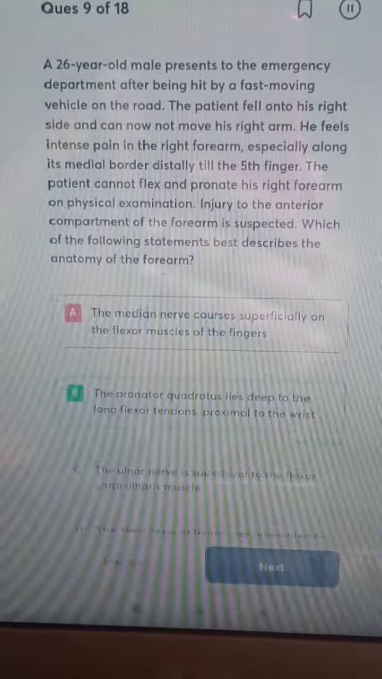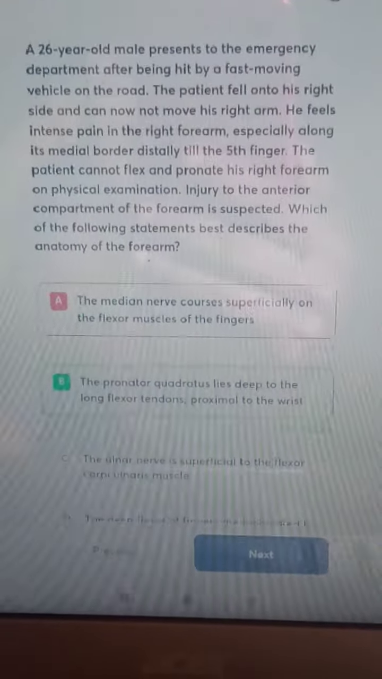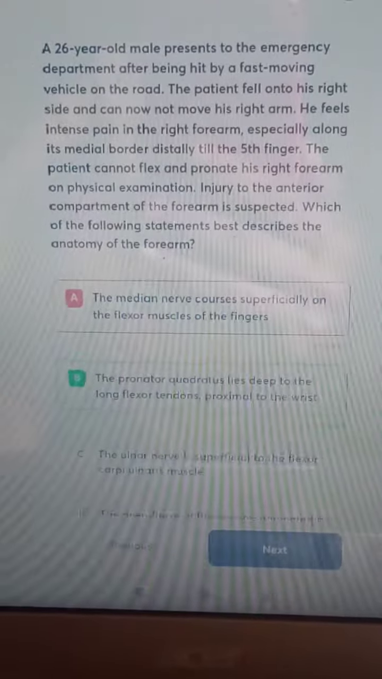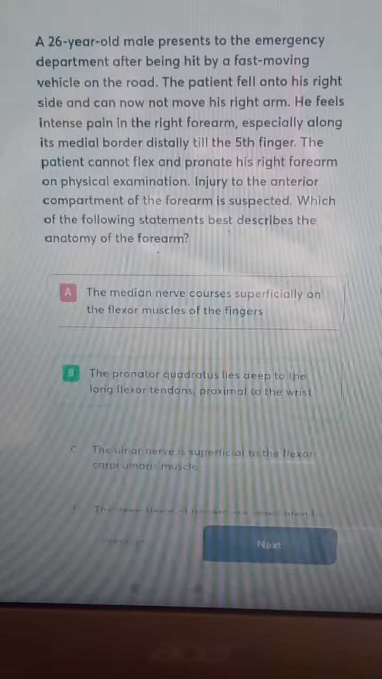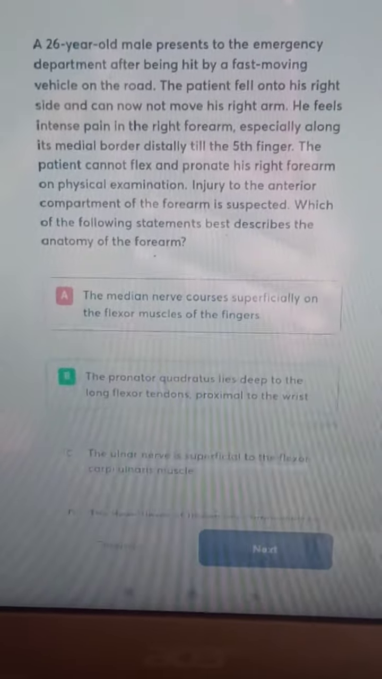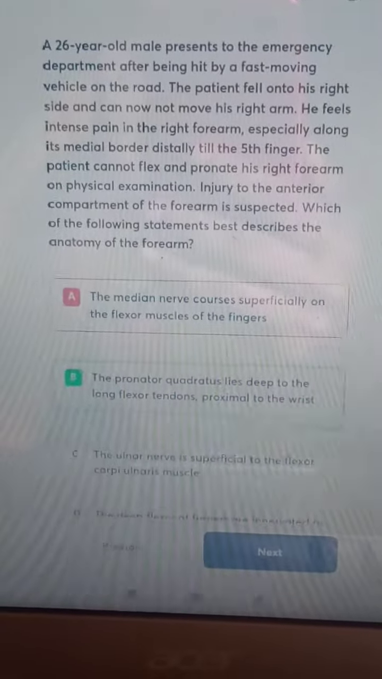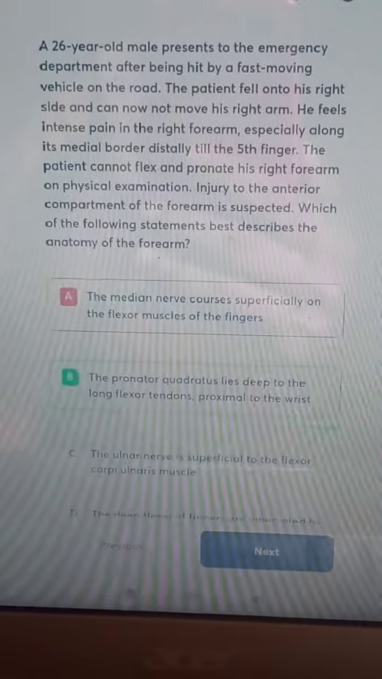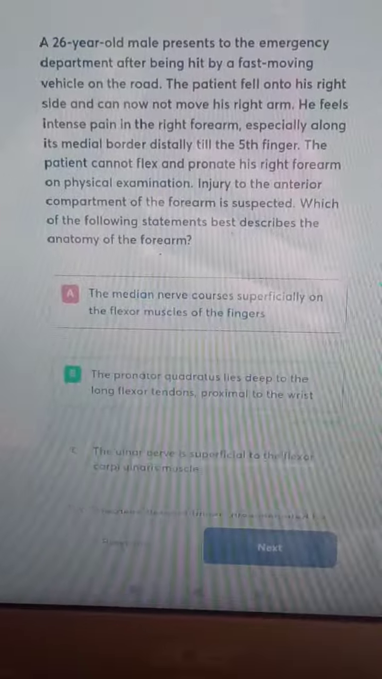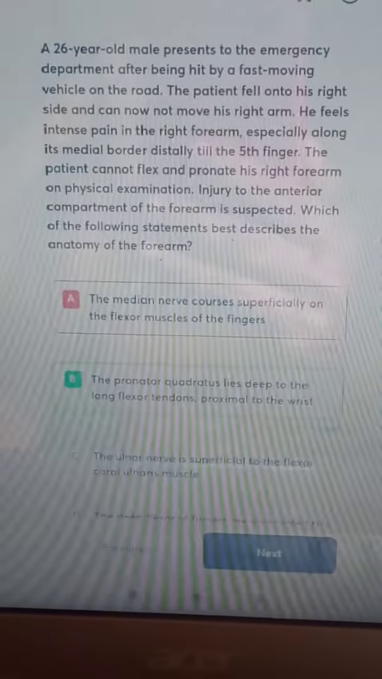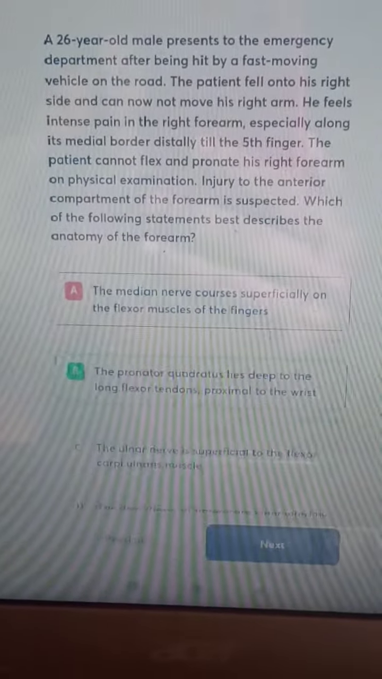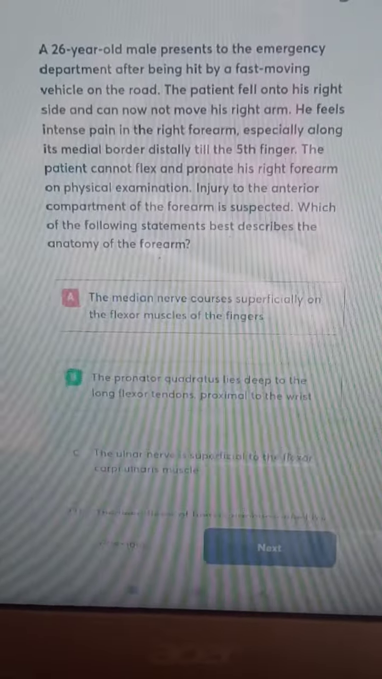A 26-year-old male presented to the emergency department after being hit by a fast-moving vehicle on the road. The patient fell onto his right side and can now not move his right arm. He feels intense pain in right forearm, especially along the medial border, distally till the fifth finger. The patient cannot flex and pronate his right forearm.